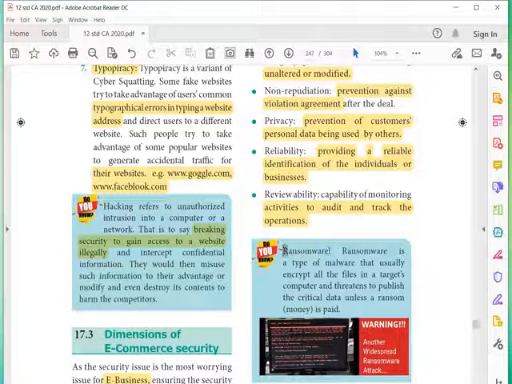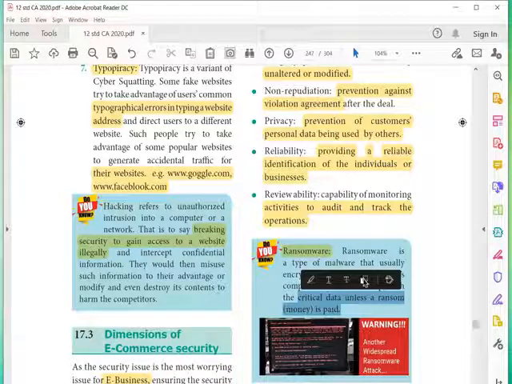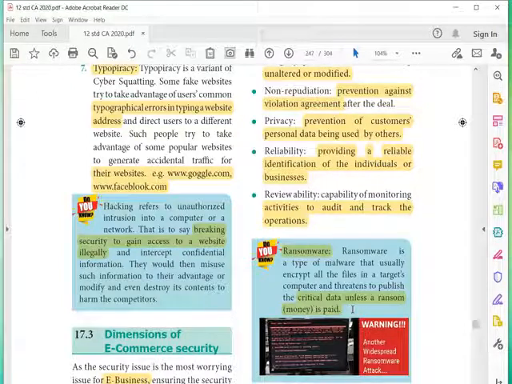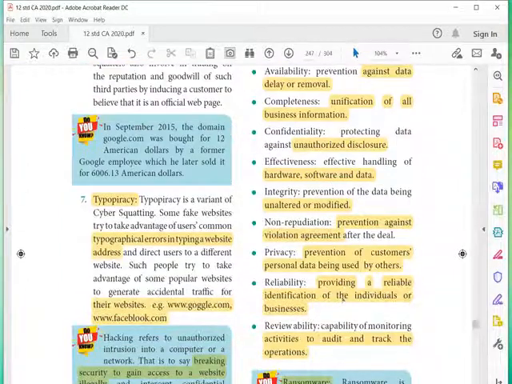Then what is ransomware? Ransomware is a type of malware that usually encrypts all the files in a target computer and threatens to publish the critical data unless ransom money is paid. So this is important. First, breaking the security and taking the data, and then they will demand an amount. The amount is the ransom. They demand the amount in order not to leak the content to another person. So this is said to be ransomware.